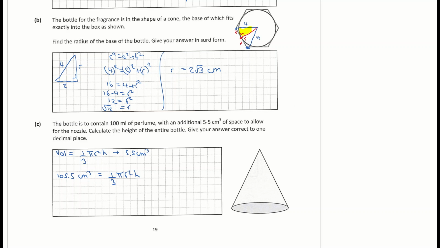Now at this stage, if you're confused with adding the mils and the centimeters cubed, just remember that there's 1,000 centimeters cubed in 1,000 mil. So a liter contains 1,000 centimeters cubed. And we just need to solve this now for h.